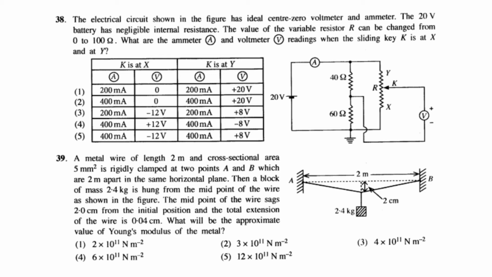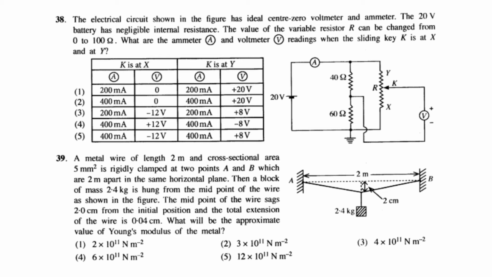So there are two answers with minus 12 volts. Those are 3 and 5, and let's check for the ammeter reading. Ammeter reading shows the current through the ammeter. Before calculating the current, we find the combined resistance of the circuit. 40 ohm and 60 ohm are in series, so the combined resistance is 100.